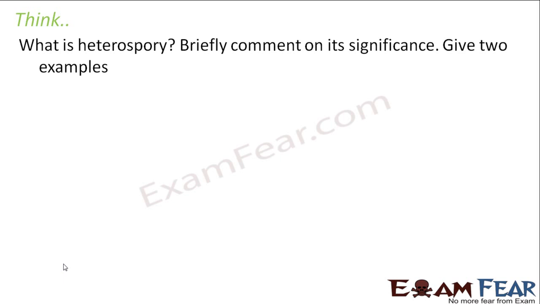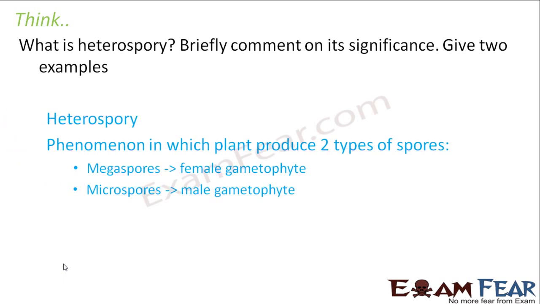Next is, what is heterospory? Briefly comment on its significance. Give 2 examples. Heterospory. Hetero means different, spory means spore. So it is the phenomenon in which the plant produces different types of spores. That means all the spores which are produced by the plants are not similar. 2 types of spores are produced, megaspores and microspores. Megaspores are bigger in size and microspores are smaller in size. So the bigger megaspores give rise to the female gametophyte and the smaller microspores give rise to the male gametophyte.